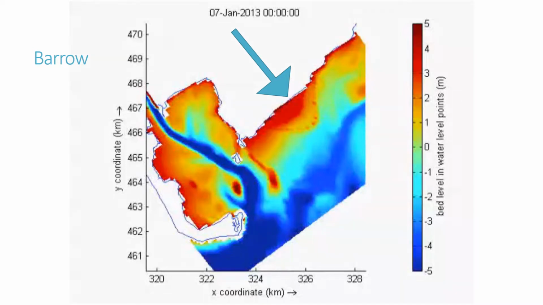Other conditions can also be tested. For example, we could change the grain size or the shape of the mega-nourishment to see which is the more effective configuration.